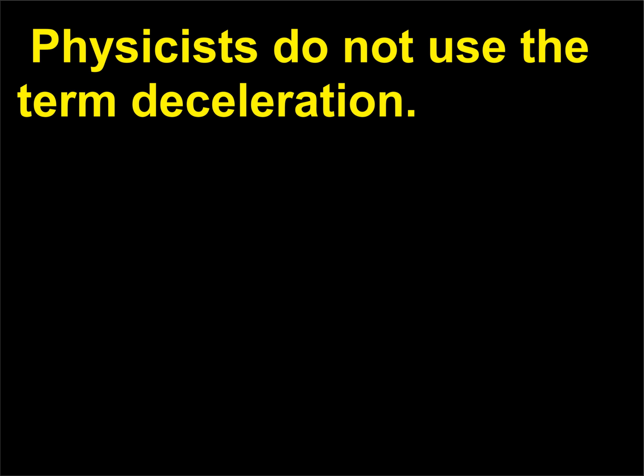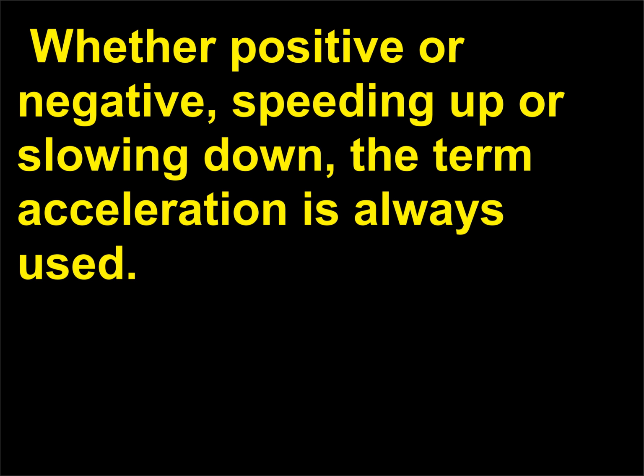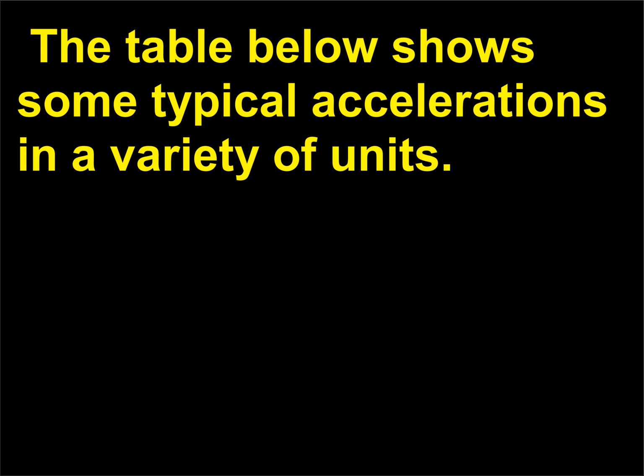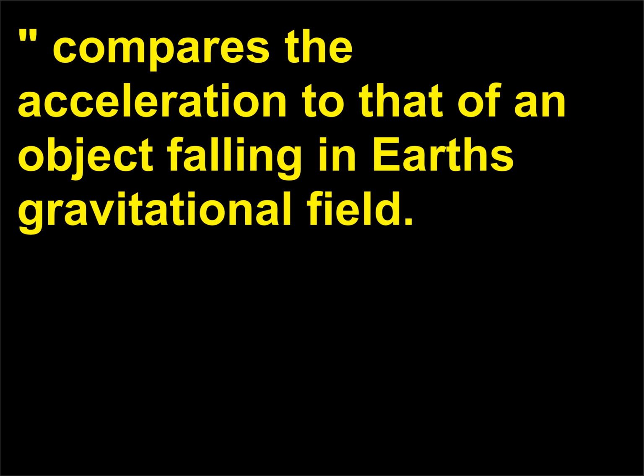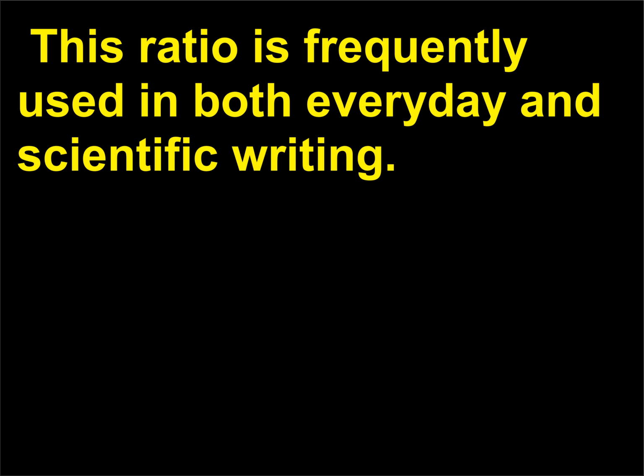Physicists do not use the term deceleration. Whether positive or negative, speeding up or slowing down, the term acceleration is always used. The table below shows some typical accelerations in a variety of units. The rightmost column, labeled g, compares the acceleration to that of an object falling in Earth's gravitational field. This ratio is frequently used in both everyday and scientific writing.